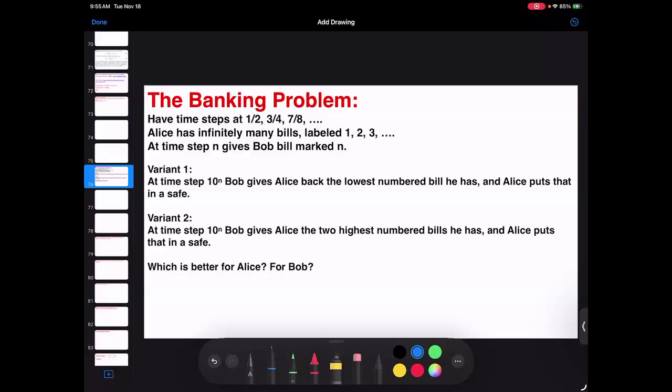In the first variant, at time step 10 to the n, Bob gives Alice back the lowest numbered bill he has, and Alice puts that in a safe. In the second, Bob gives Alice the 2 highest numbered bills he has, and Alice puts that in a safe. You are Bob. Which would you rather do as Bob? Give Alice back the lowest numbered bill that you have, or give Alice back the 2 highest numbered bills that you have?